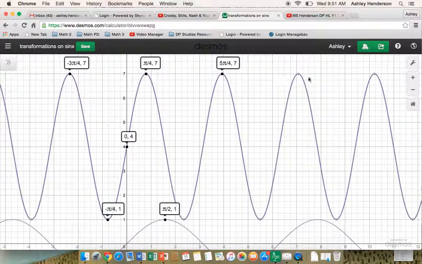So those are all the different things you're going to want to look at when you look at a trig function that's graphed and you're trying to figure out an equation from it. So see if you can do that. That'll be your practice for this question.